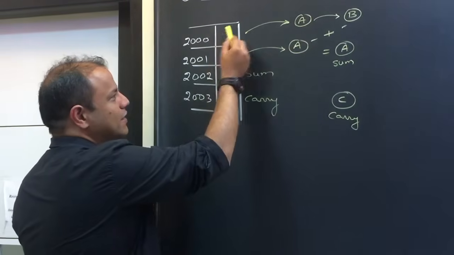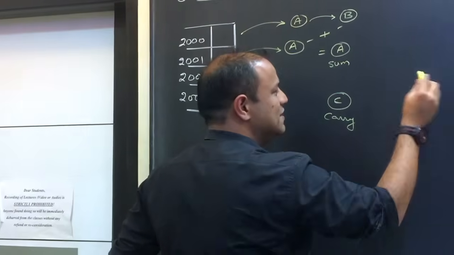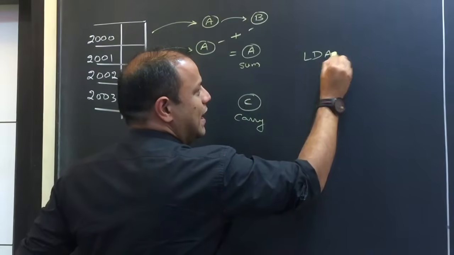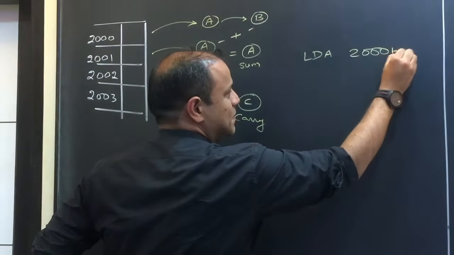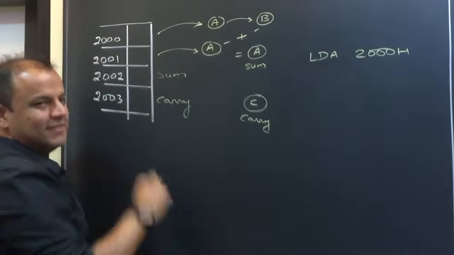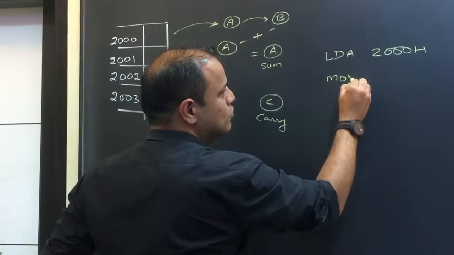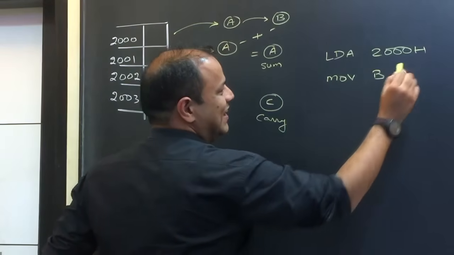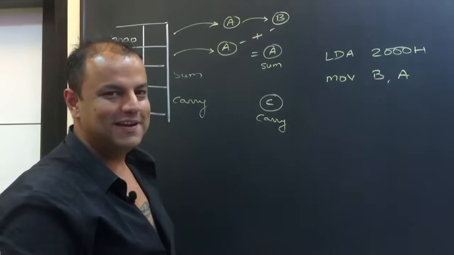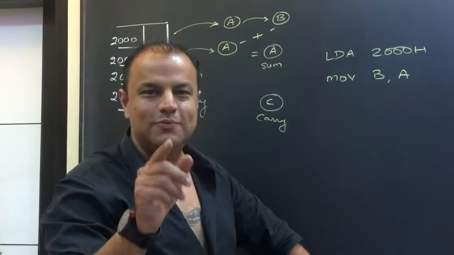Come on. Get the data of 2000 into A. Come on, give me the instruction. LDA 2000H. Please tell me, did you understand this? So A gets the data from 2000. Immediately transfer the data into B. Move B, A. Exactly. Was it move A, B or B, A? B, A. I always tell this in the class.